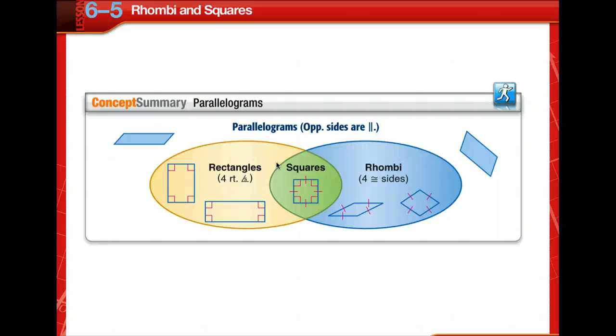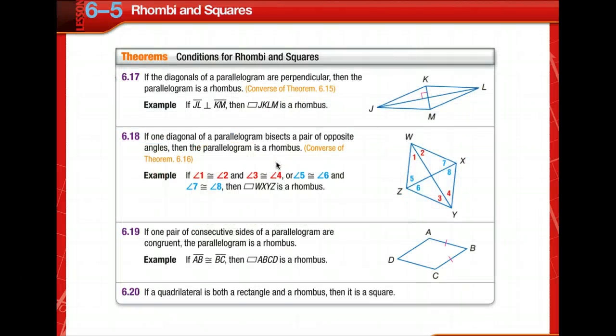Now all of the properties of parallelograms, rectangles, and rhombi apply to squares. For example, the diagonals of a square bisect each other, as in a parallelogram, and are congruent, as in a rectangle, and are perpendicular, as in a rhombus. So here's some theorems we can use to prove that quadrilaterals are rhombi and squares.